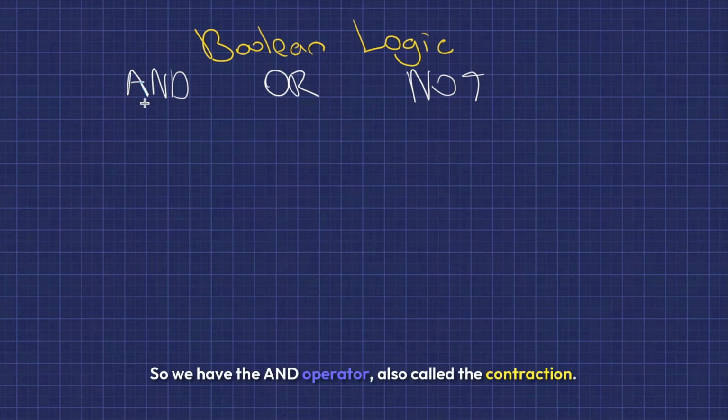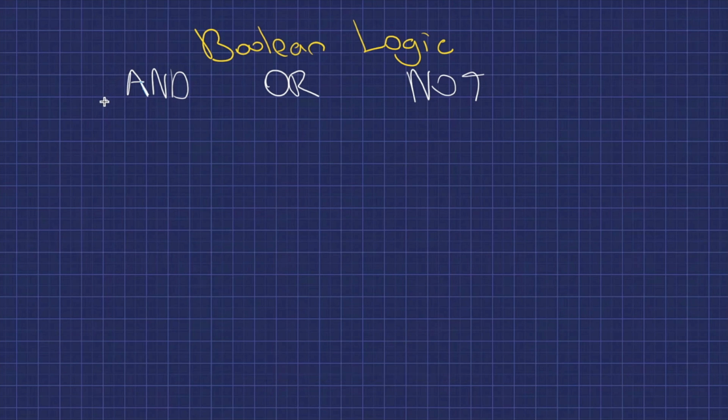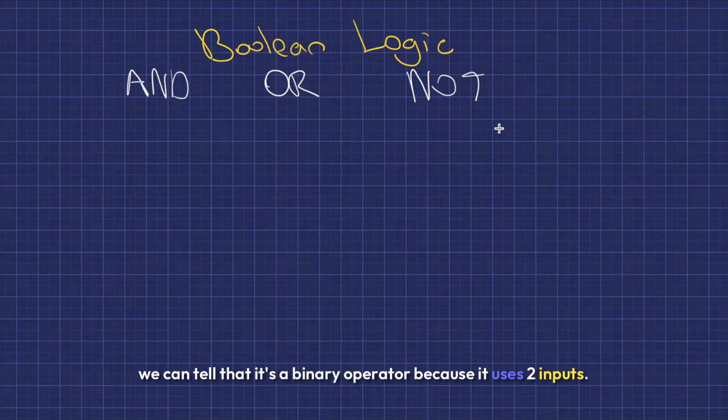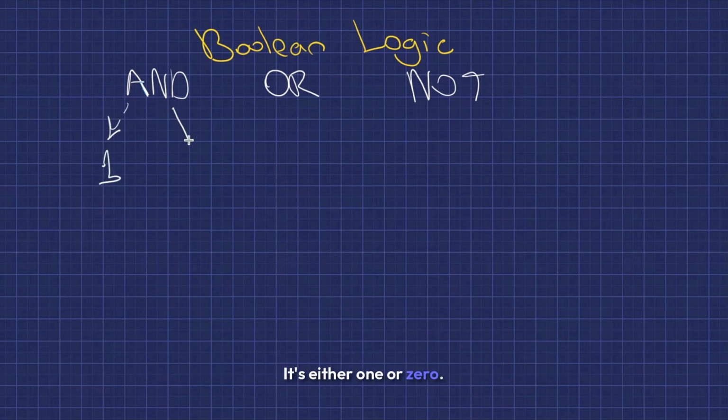So we have the AND operator, also called the conjunction. The type is binary operator. All of these are binary operators. How can we tell that it's a binary operator? Because it uses two inputs. It's either 1 or 0. So it's a binary operator.